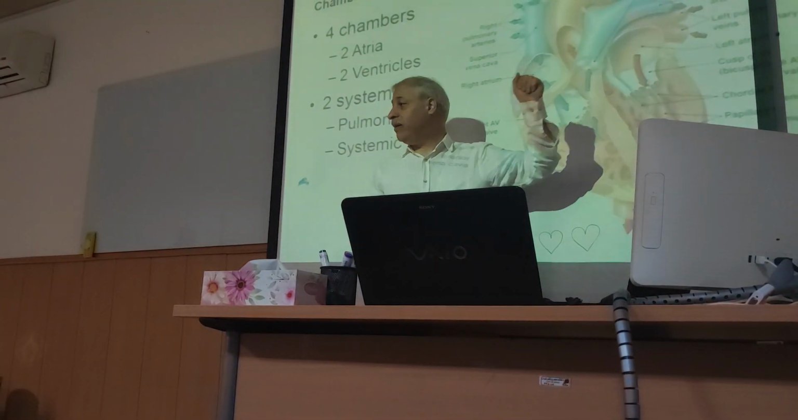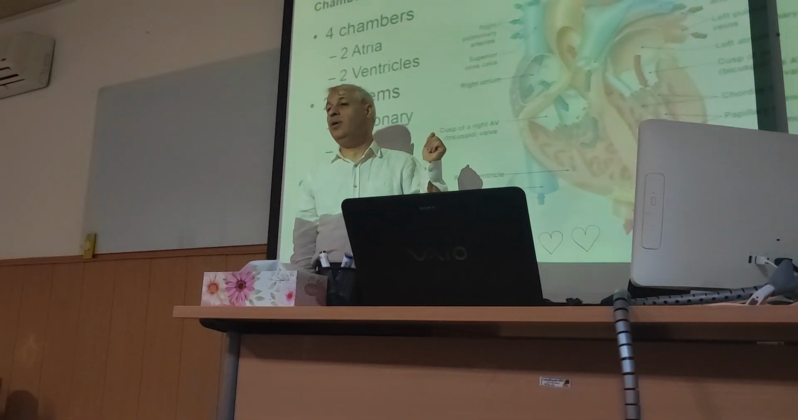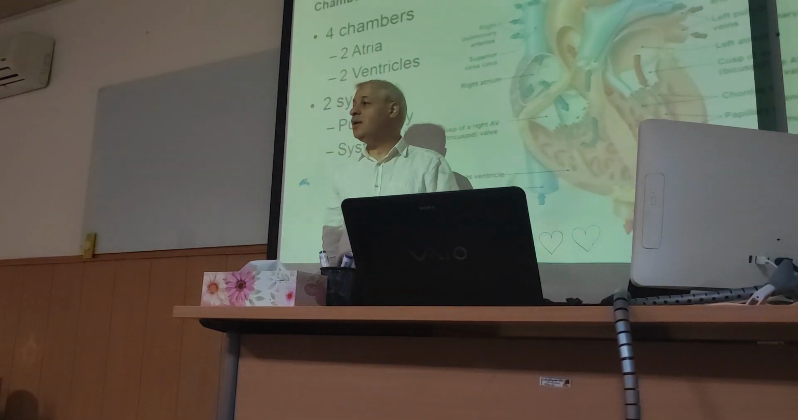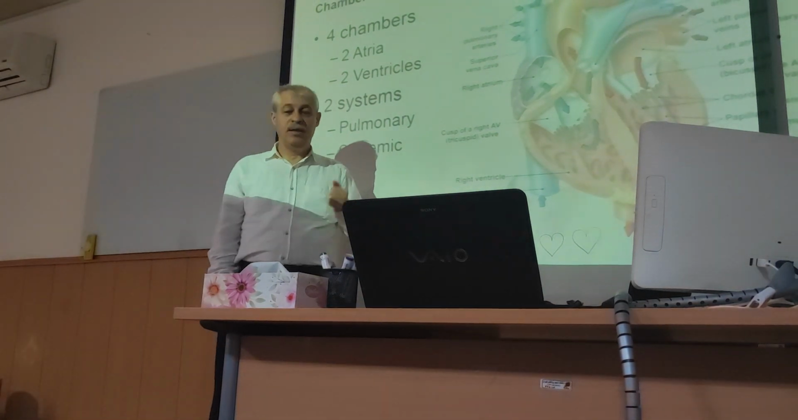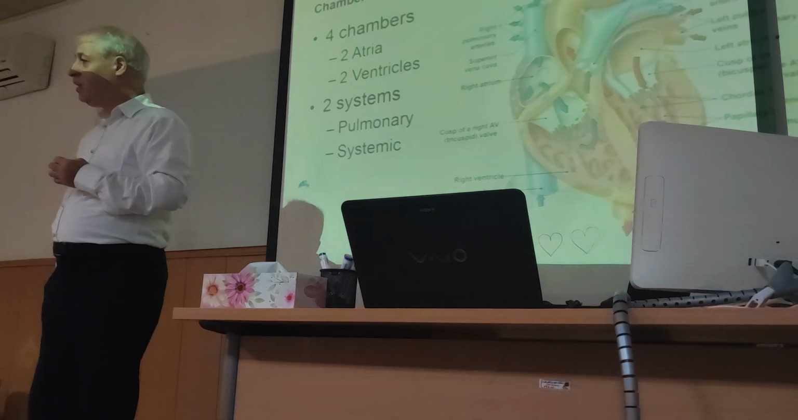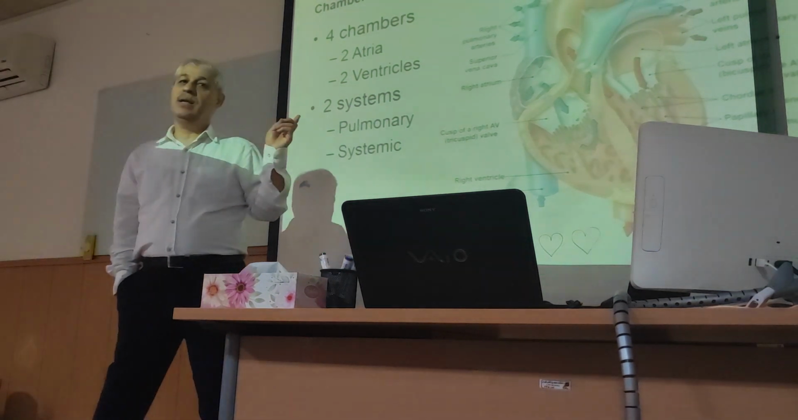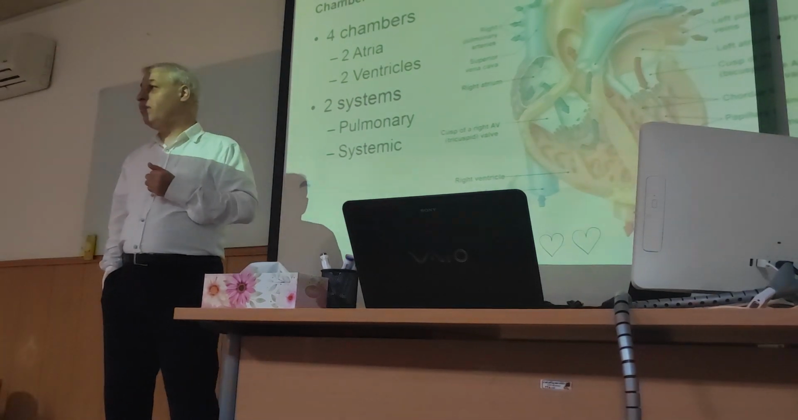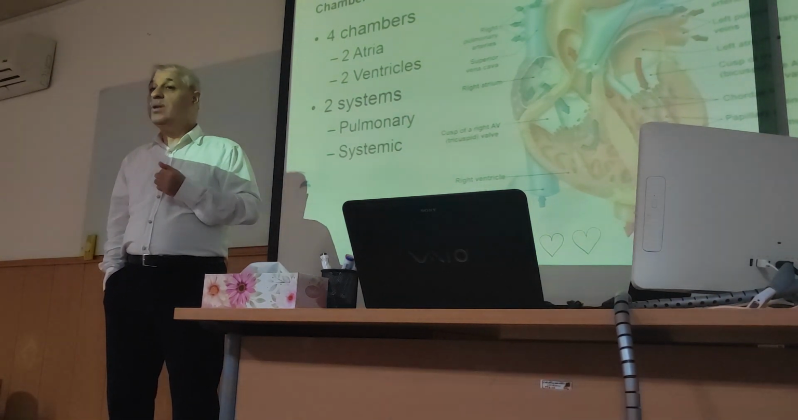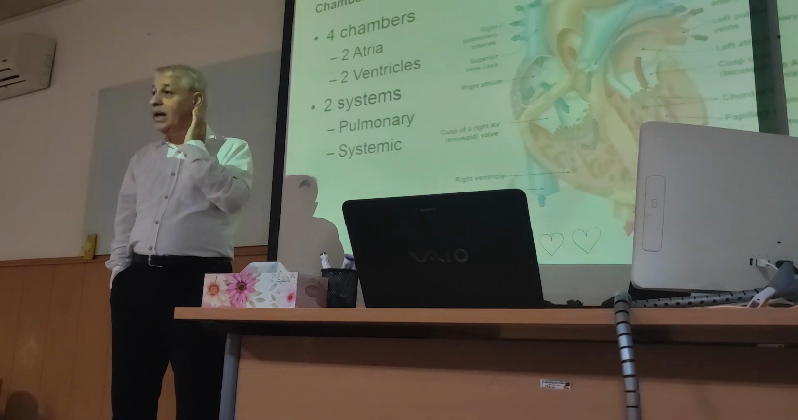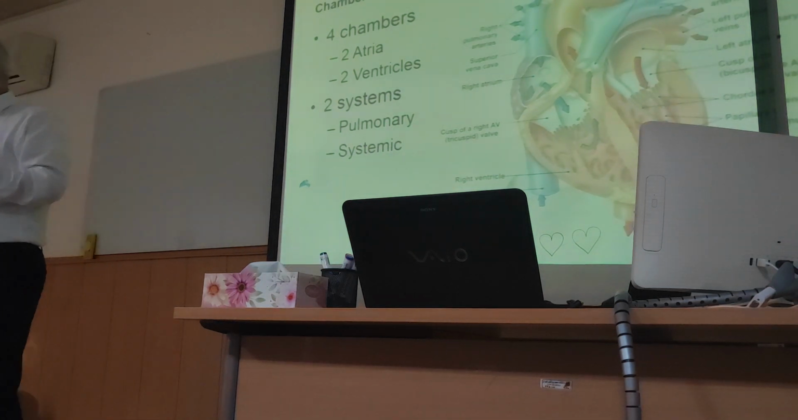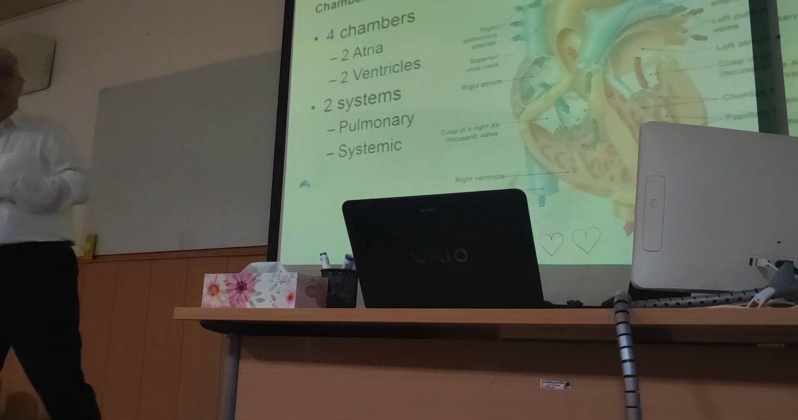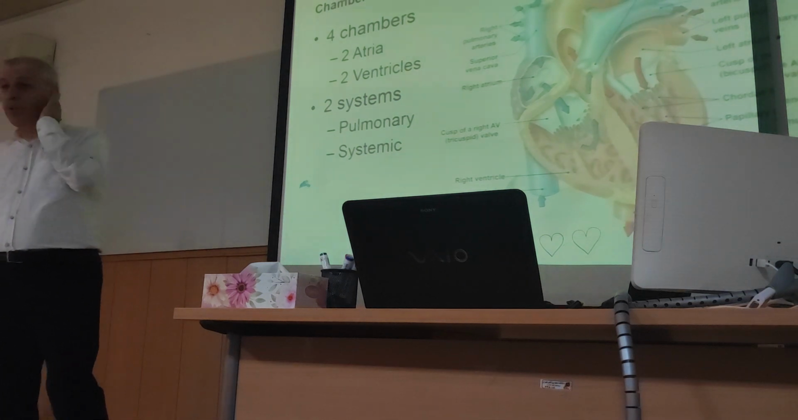So on the left side, we have a 2-leaflet valve, which is called mitral. On the right side, a tri-leaflet valve, which is called the tricuspid valve. Between the right atrium and right ventricle, you have the tricuspid. Between the left atrium and left ventricle, you have the mitral valve. At the outlet of the ventricles, you have 2 extra valves. On the left side, we have the aortic valve, normally with 3 leaflets. On the right side, we have the pulmonic valve.